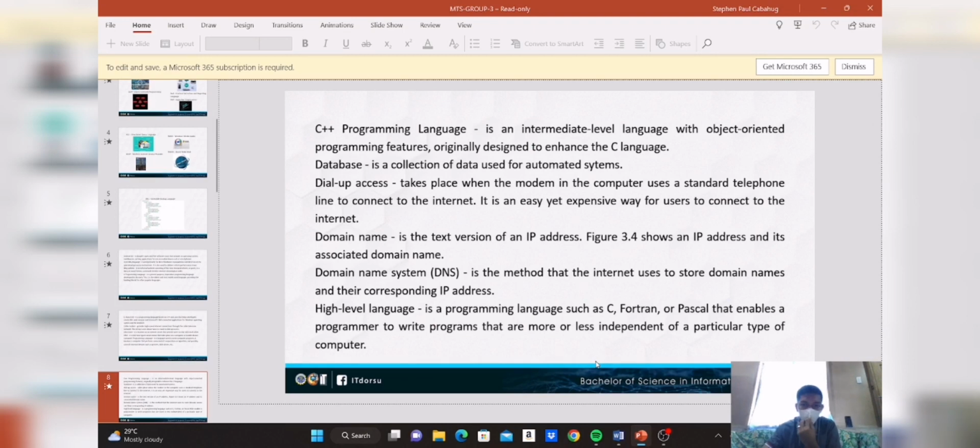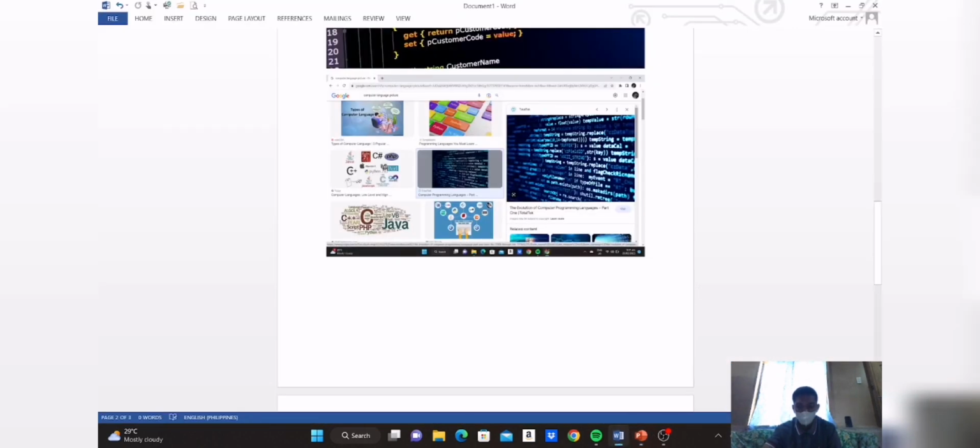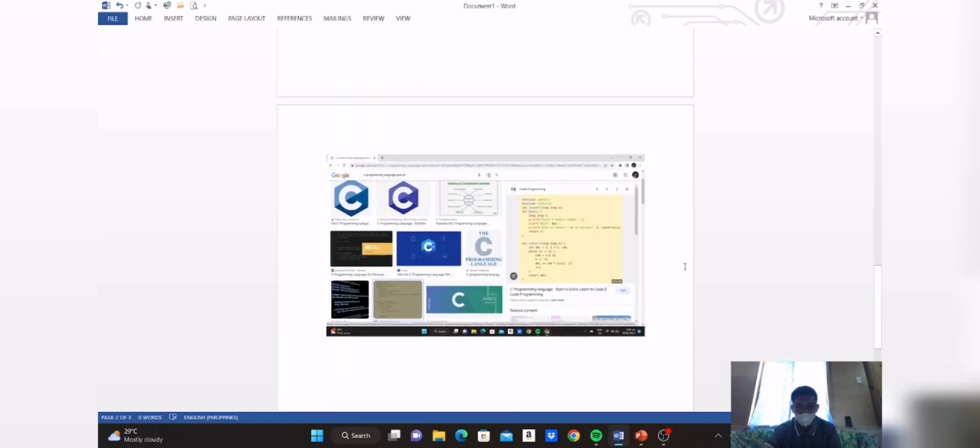So the C++ programming language is an intermediate level language with object-oriented programming features originally designed to enhance the C language. This C++ is used to create high performance applications. They say you can also hack using C++, but I don't know if that's true. It's just hearsay.